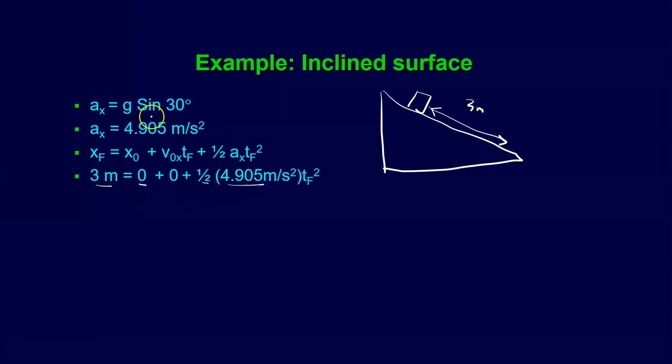And then we got this. Our acceleration, when I plug in g sine 30, is 4.905. And so I can go through and find that time final. And so it takes 1.11 seconds for this thing to slide down the incline.